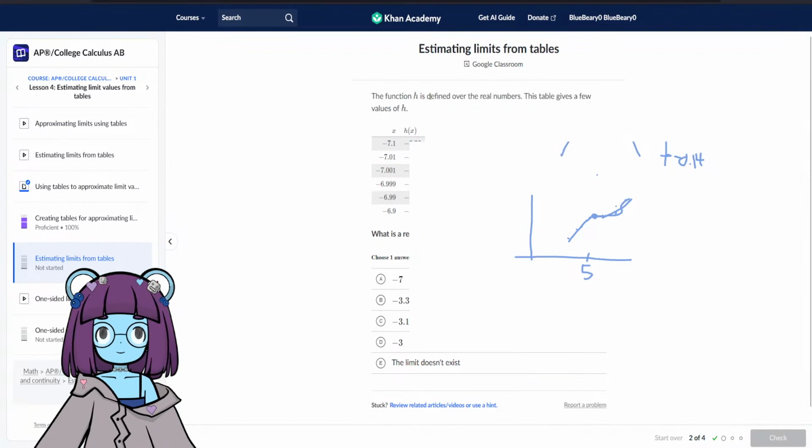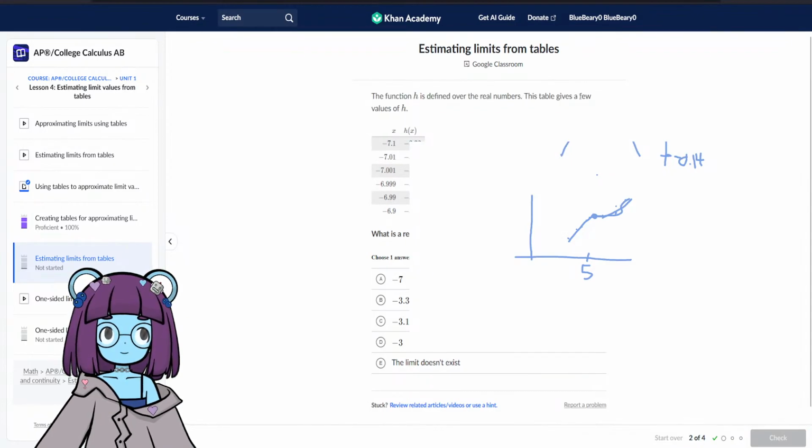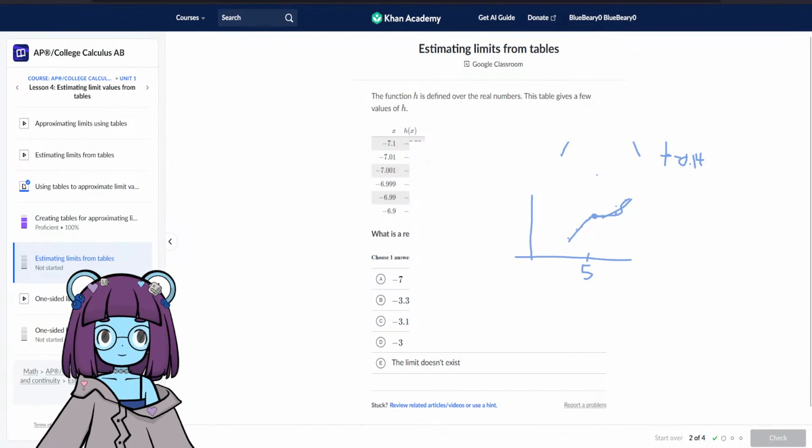The function h is defined over real numbers. This table gives a few values of h. What is a reasonable estimate for the limit of h of x as x approaches -7?